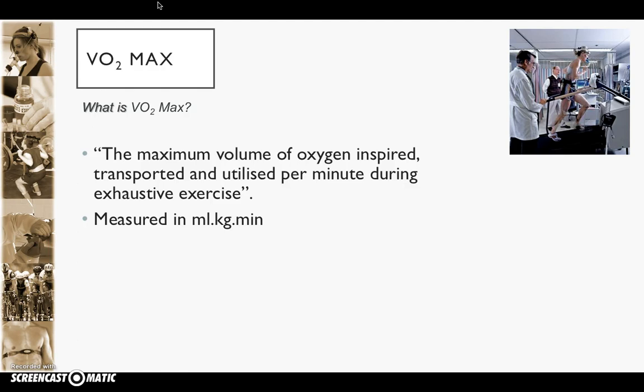So obviously elite performers have a higher aerobic capacity than untrained non-elite performers. Average values for untrained performers: male 40 to 50 millilitres per kilogram per minute, and for a female it's 35 to 40 millilitres per kilogram per minute.